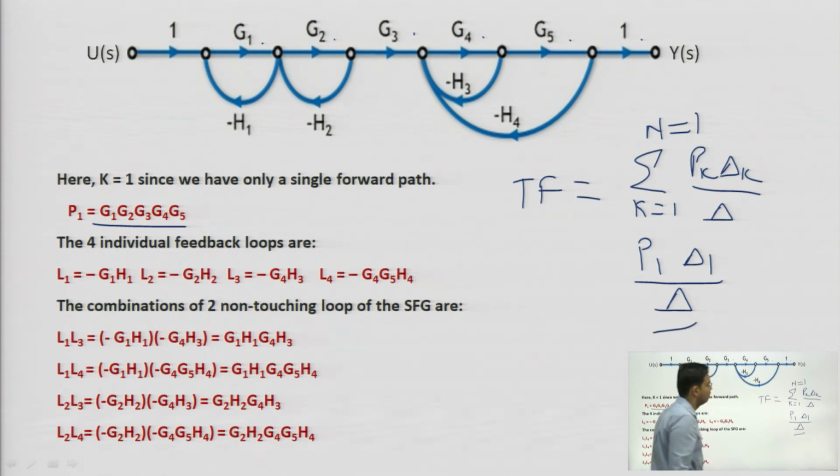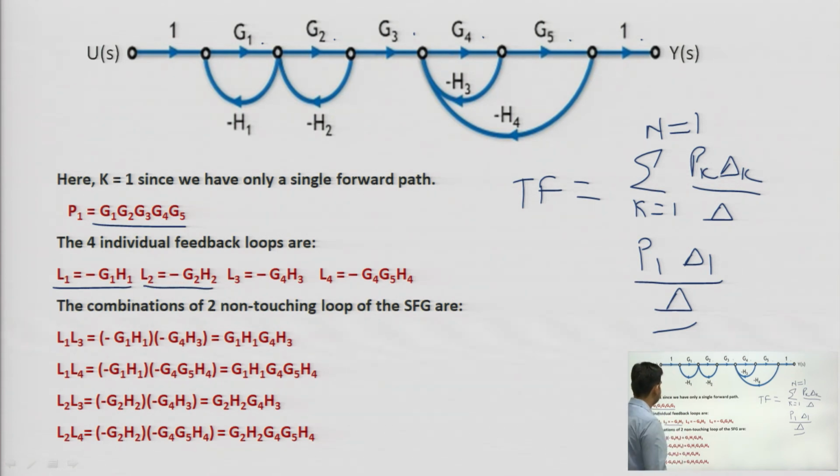So, we have to switch to the next step: we need to calculate the value of delta or delta 1. For the calculation of delta you need the loop gains. So, individually we will calculate the loop gains. Here L1 is equal to minus G1 H1, L2 is equal to minus G2 H2. How?